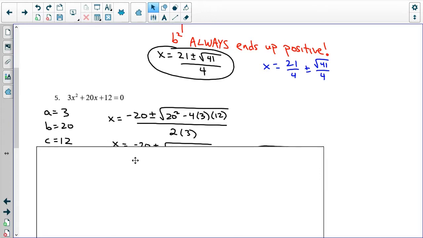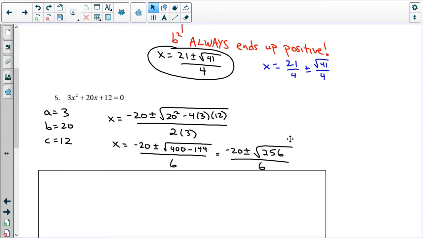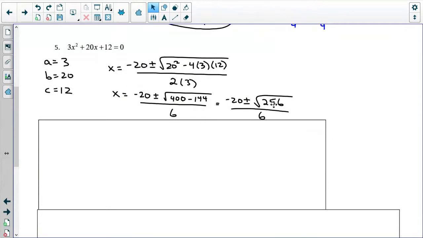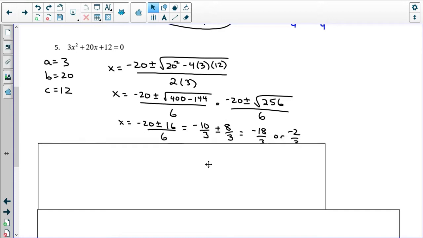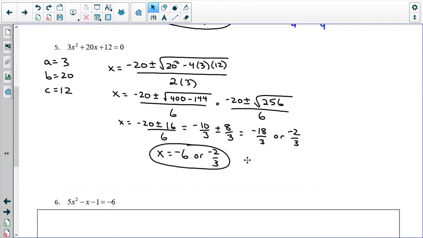Next, 3x squared plus 20x plus 12. A, B, and C are listed. I write everything in the quadratic formula. I simplify some more with 400 and 144 becoming 256. Simplify some more. I end up with -6 or -2/3, which again, factoring would have been a whole lot easier in this case.